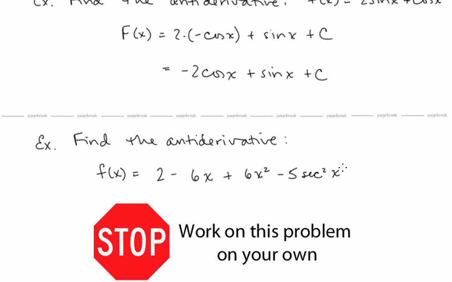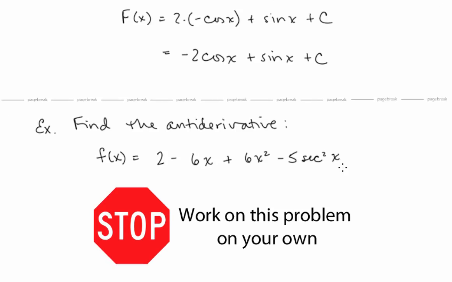Now I'd like you to work on this problem. Find the antiderivative. F of x is equal to 2 minus 6x plus 6x squared minus 5 secant squared x. So please pause the video and use the antiderivative rules to find this antiderivative.